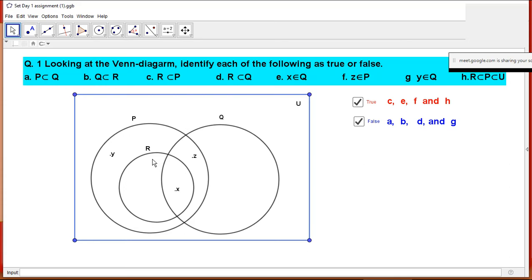That may be understandable. Now moving to X belongs to Q. That is also true because the element X has its position within the set Q. Z belongs to P is also true because the position of Z lies within the set. And Y belongs to Q is not true because the position of Y is not within set Q. The next one, R is a subset of P is a subset of U, is also true. Now moving to the next question, dear students.